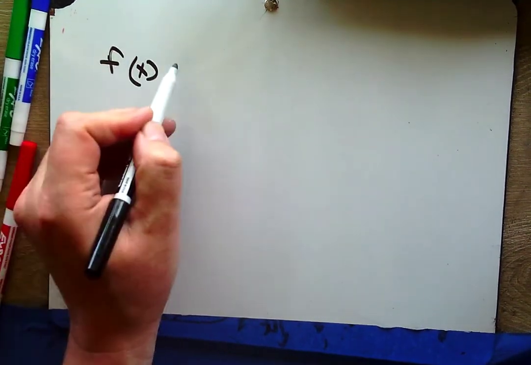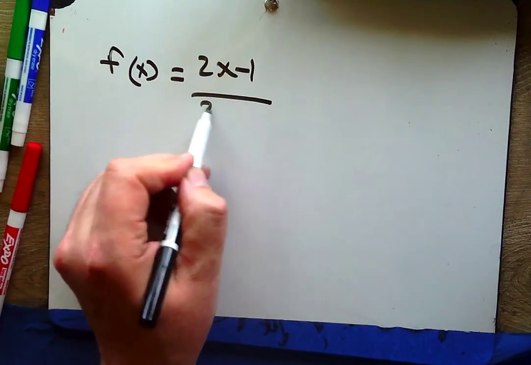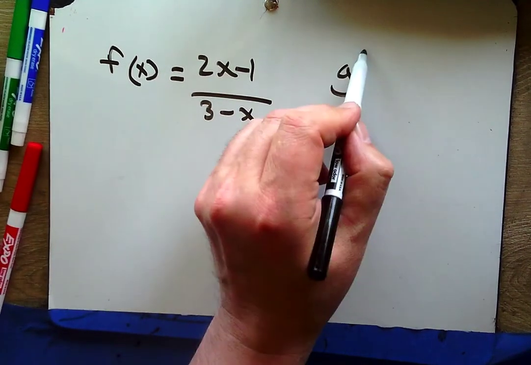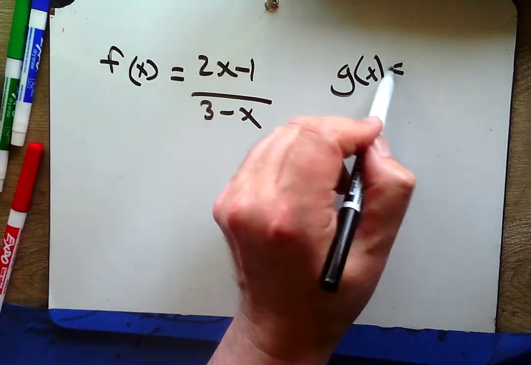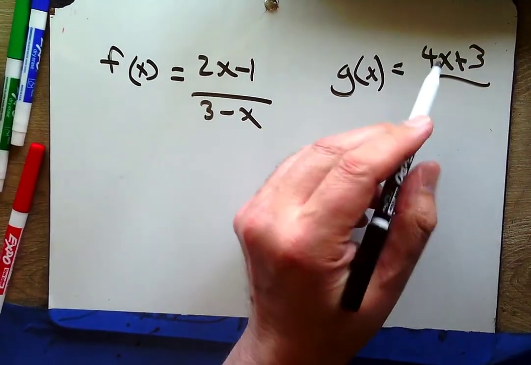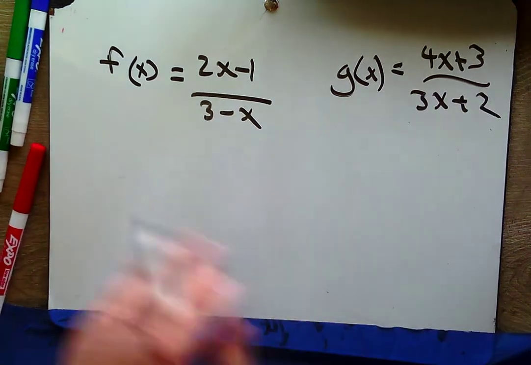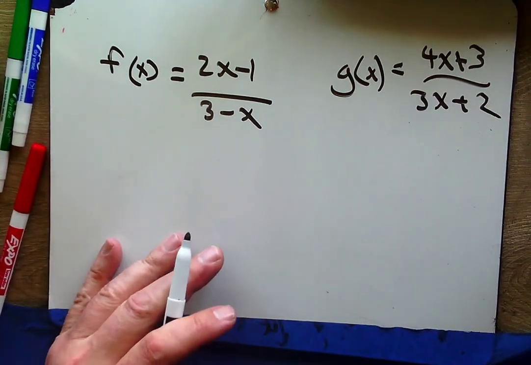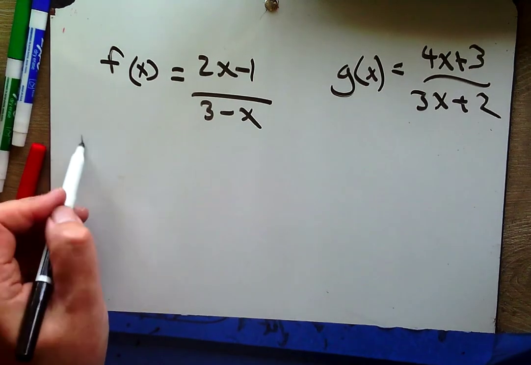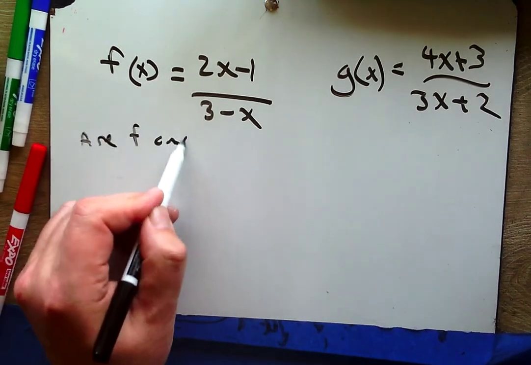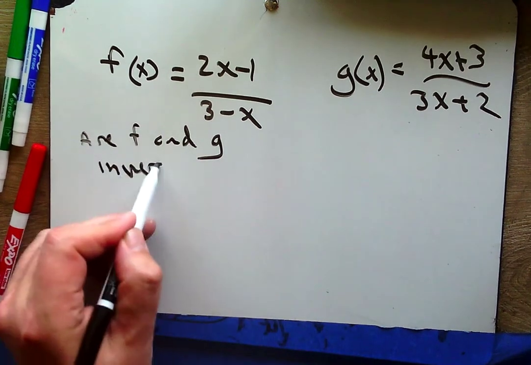I actually want to address this situation for a moment because many of you are still really tentative about composition. And so I want to go through a nasty composition problem. f equals 2x minus 1 over 3 minus x, and g equals 4x plus 3 over 3x plus 2. Okay? And what I want to do is I want to determine f and g inverses.